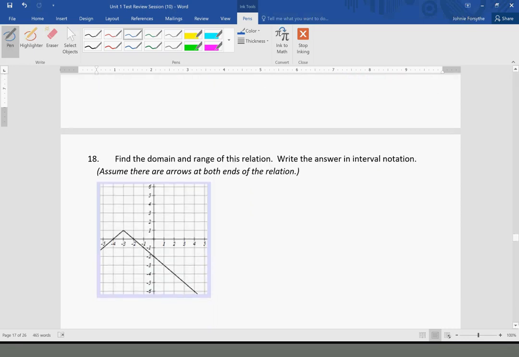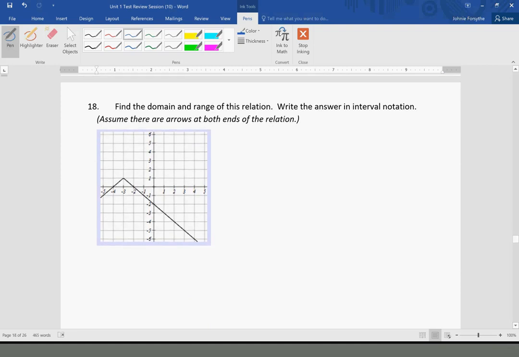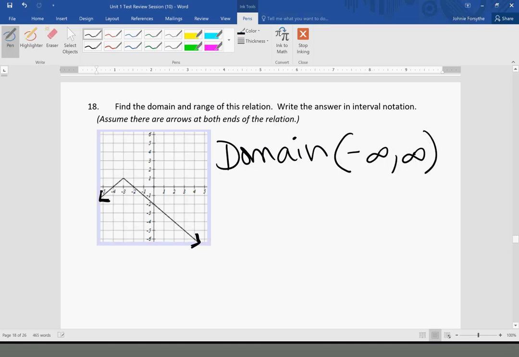All right. 18. Find the domain and range of this relation. And this one's also telling you to assume there are arrows on both ends. Okay, so for the domain, remember it's all of your x values, think left, right. So our arrows are going out of the graph to the left, and they're going out to the right. So that means it has all the possible x values in the real number system. That's going to be all real numbers, or negative infinity to positive infinity. That's your domain.